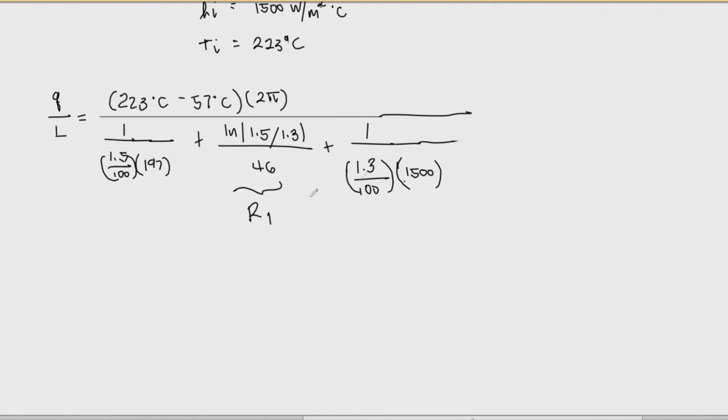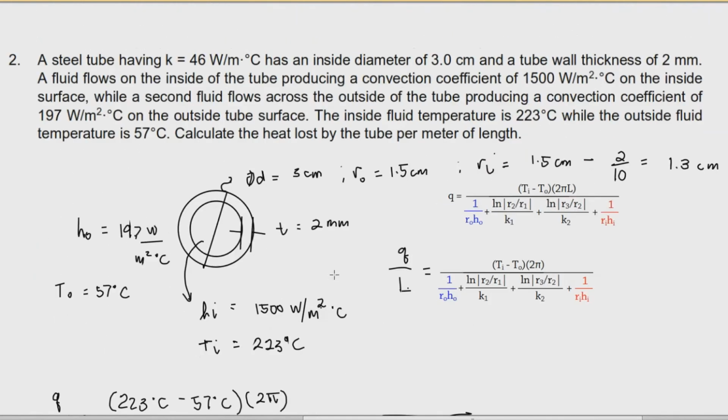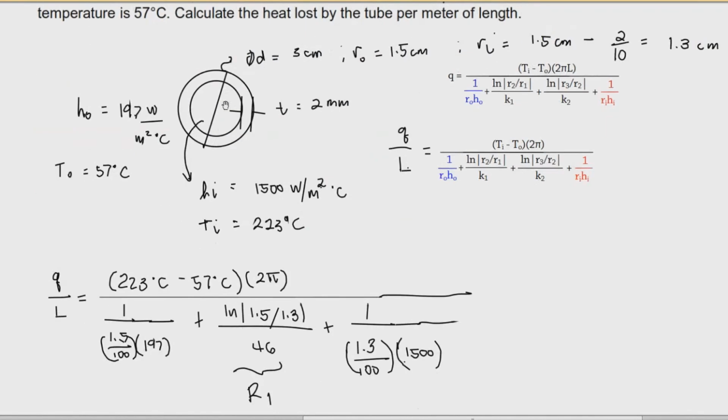So let's have some calculations here. You just have to find Q/L here. Just use your calculator. So the answer for this problem is 2655.3013. So the unit would be watts per meter. Okay, so the unit should always be consistent with what you're solving. So this is how it is done for combined conduction and convection.